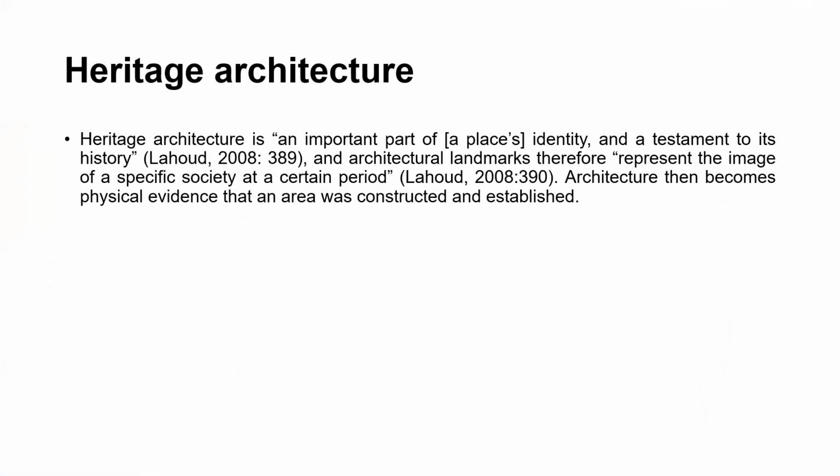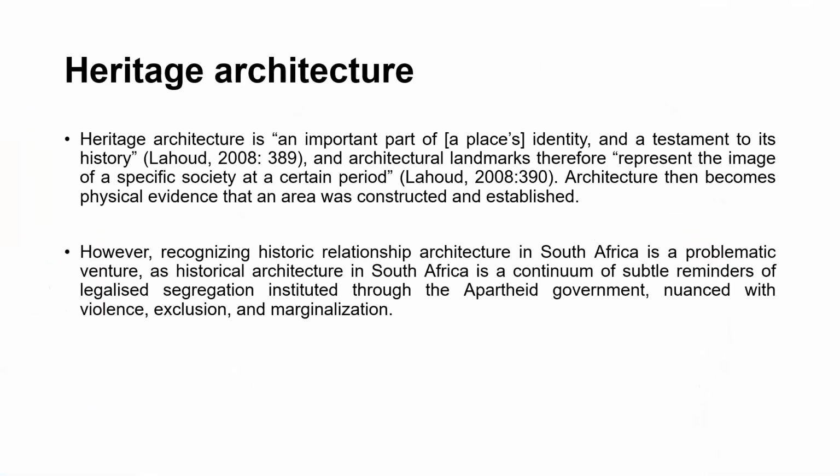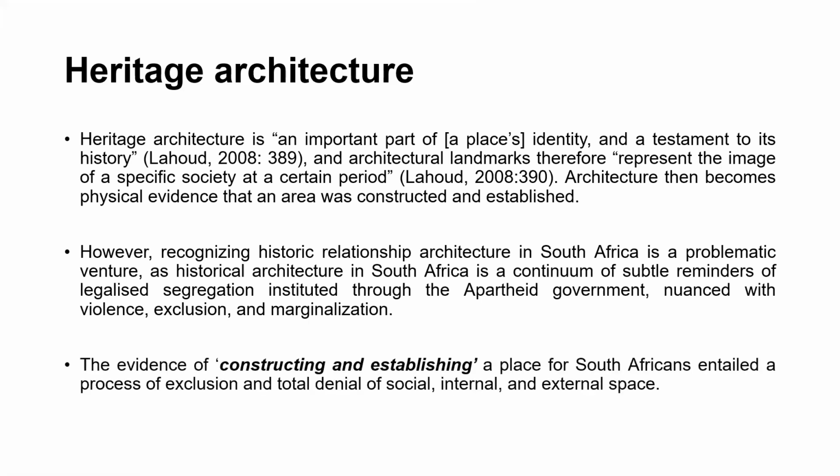So then, architecture becomes physical evidence that an area was constructed and established, right? However, recognizing the historic relationship architecture has in South Africa is a problematic venture, as the historical architecture in South Africa is a continuum space of subtle reminders of the legalized segregation instituted through the apartheid government, which was nuanced with violence, exclusion, and marginalization. So in South Africa, one can argue that the evidence of constructing and establishing a space for South Africans entailed a process of exclusion and total denial of social, internal, and external spaces.